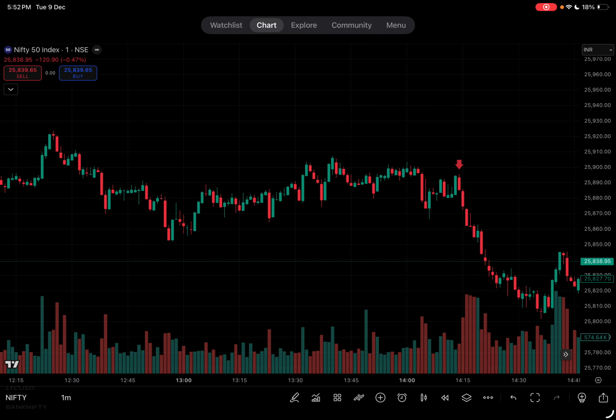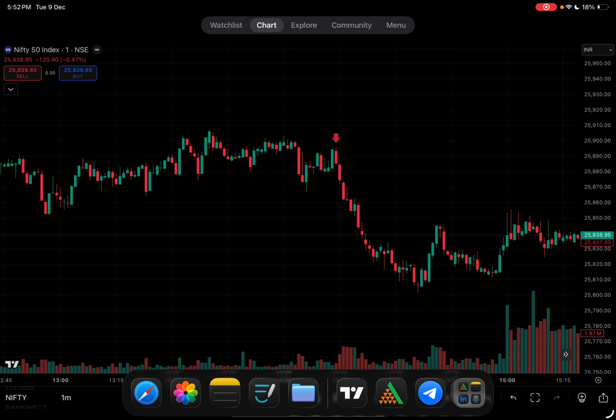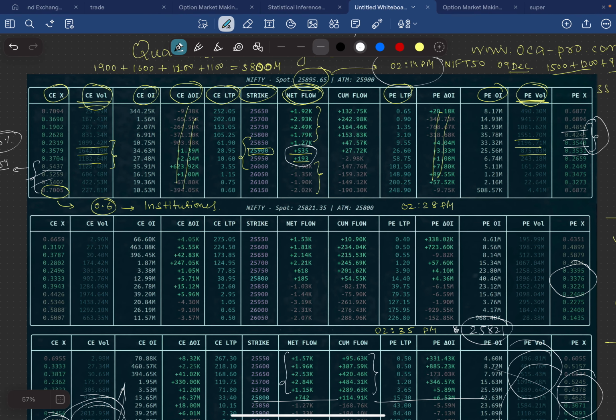But no, this was the significant time when you can see, okay, there is significant institutional activity at this 26,050 strike, and we should enter the market. Okay. So this is the complete thing, and this is the net flow and all this.